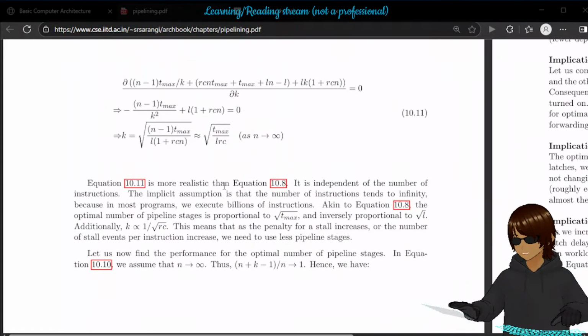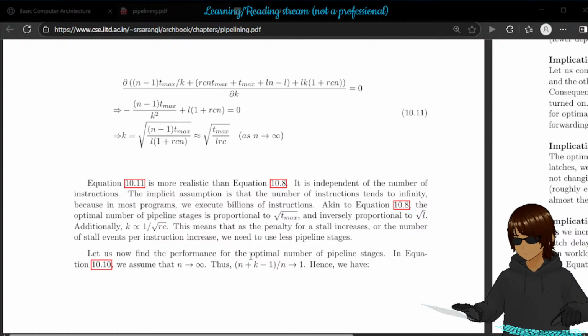Equation 10.11 is more realistic than equation 10.8. It is independent of the number of instructions. The implicit assumption is that the number of instructions tends to infinity, because in most programs we execute billions of instructions. Akin to equation 10.8, the optimal number of pipeline stages is proportional to root Tmax and inversely proportional to root L. Additionally, K is proportional to 1 divided by root RC. This means that as the penalty for a stall increases, or the number of stall events per instruction increases, we need to use fewer pipeline stages.